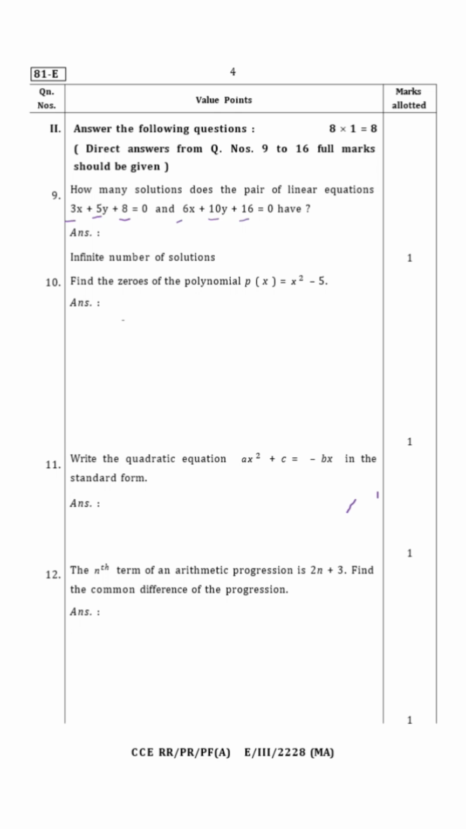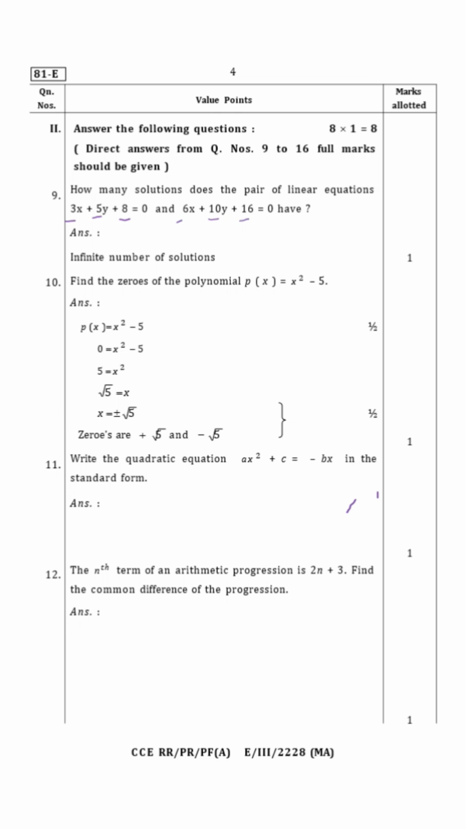Find the number of zeros of the polynomial p of x is equal to x square minus 5. Here the question is taken from the chapter Polynomial. We should equate the polynomial given to 0. Means x square minus 5 is equal to 0, x square is equal to 5, x is equal to plus or minus root of 5.